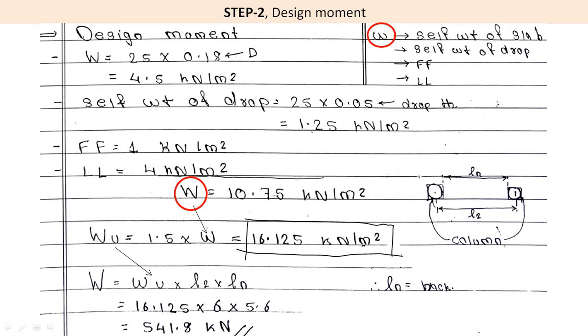Next, we will find the capital W, which is equal to factored load into L2 into Ln. Here the factored load we will use as 16.125 kilonewton per meter square into L2. The L2 is the center to center distance between two columns. In our case, center to center distance between two columns is 6 meter, and into Ln. For the value of Ln, we will see how it is obtained. It is provided in the next slide.